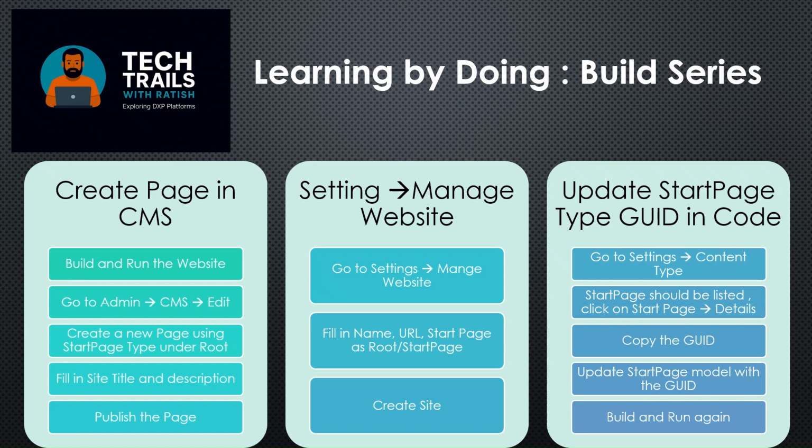So as the first step for creating a page in CMS, we will have to build and run the website. Go to admin console and create a new page under the root using the start page template that we created. And we will fill in all the details that are required, like the site title and description. We will publish the page. So that would be the first step. And the second step would be to go into settings and go to manage website and create a default site. Fill in all the details required, like name, URL, and start page, and also set start page as a starting point for the website.